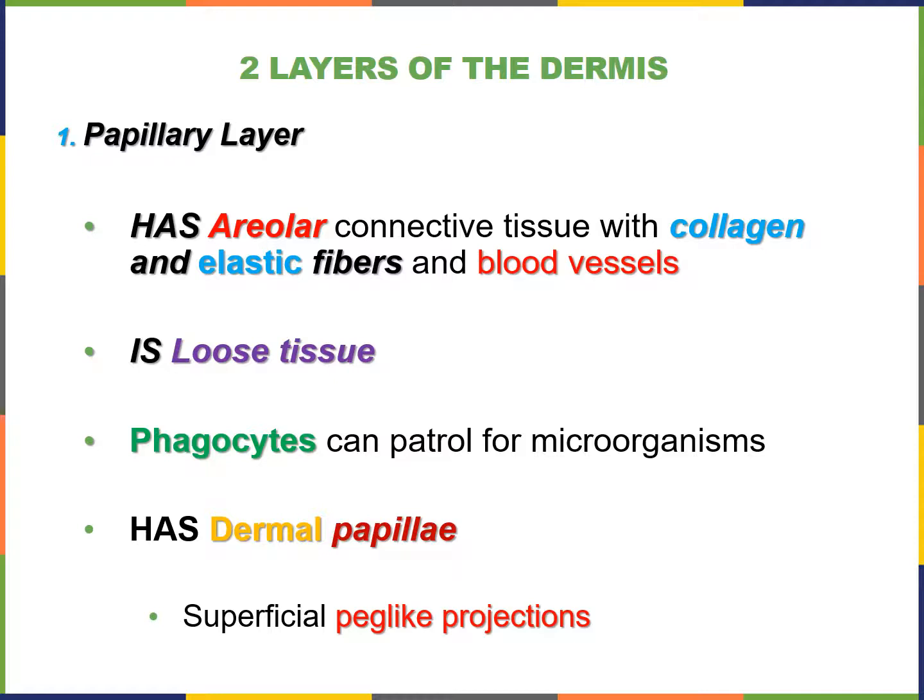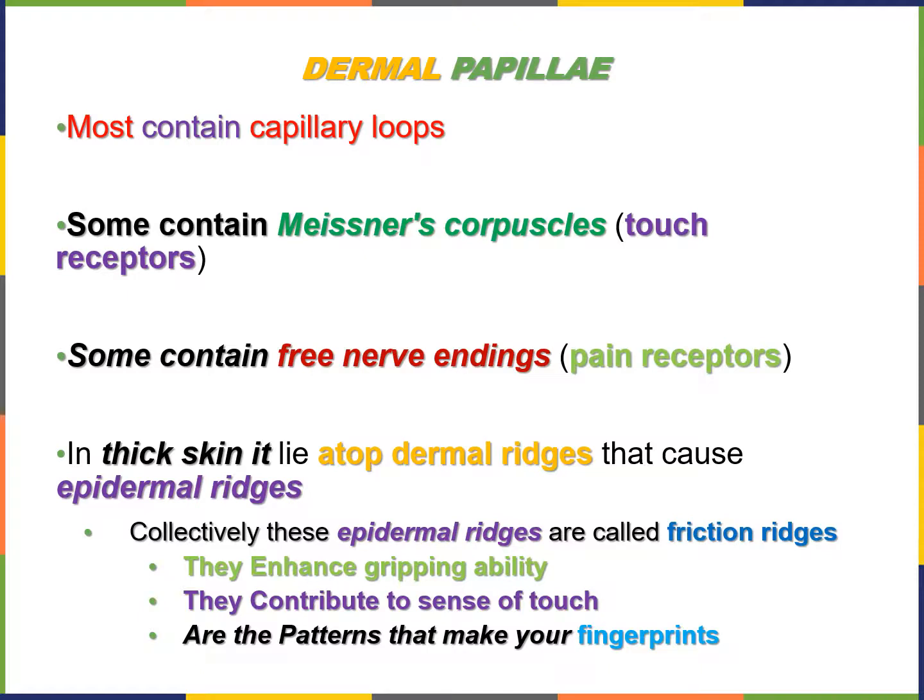The papillary layer has what are called dermal papillae. That's superficial peg-like projections up into the epidermis. In these dermal papillae, we're going to find a lot of capillary loops so as to ultimately give the blood supply to the epidermal tissue, particularly that stratum basale. We're going to find in these little papillae, nipple-shaped projections into the epidermis, some of the Meissner's tactile receptors. We're going to see some free nerve endings, nociceptors, pain endings.